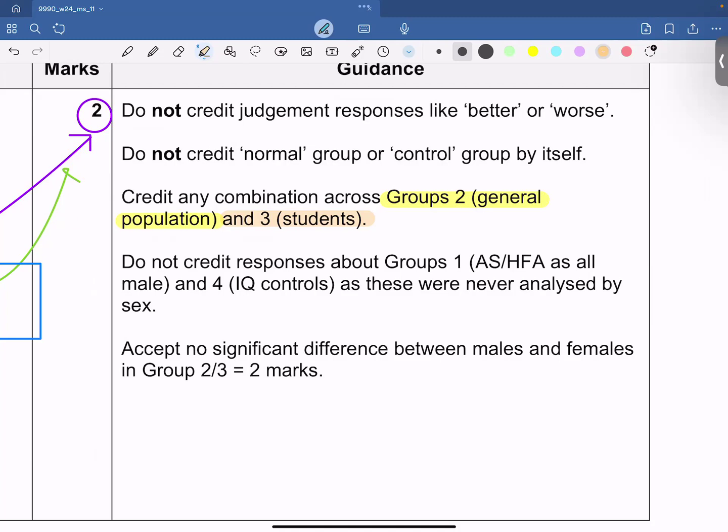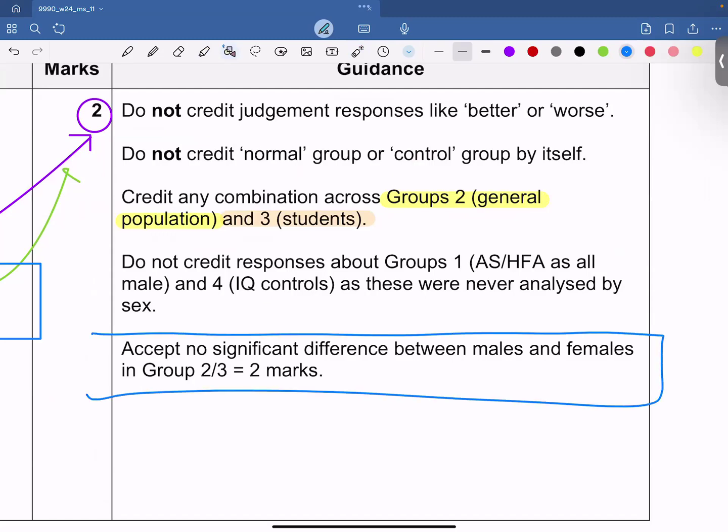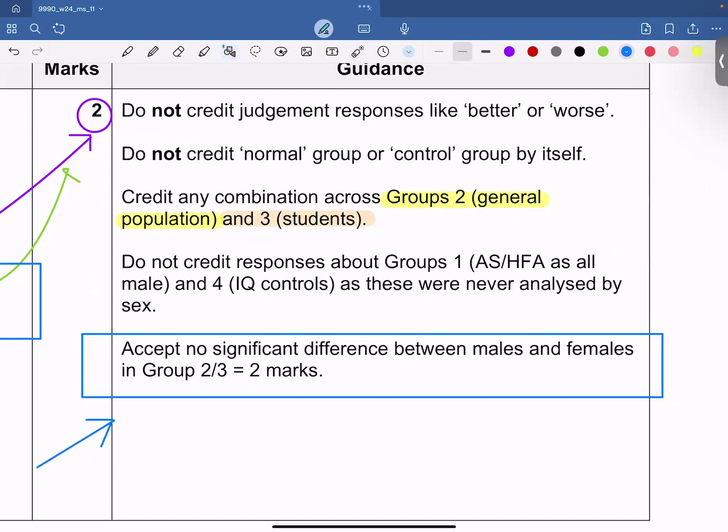So, except no significant difference between males and females in group 2 or 3. Even if you're writing this, except no significant difference between males and females in group 2 or 3, this would give you 2 marks.